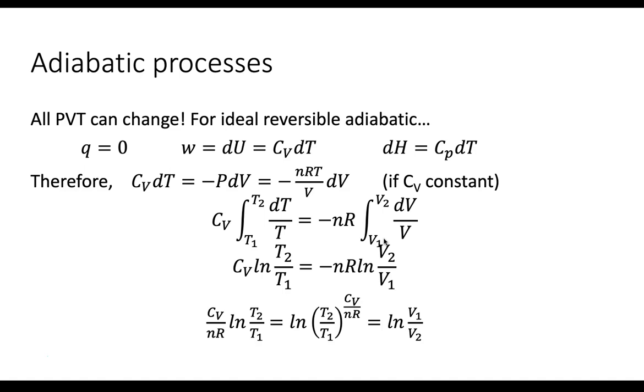plug in Cv over nR. So I'm taking my nR, putting it under the Cv, taking away the negative sign and inverting this. So here we have Cv over nR. I'm just collecting those together. The natural log of our temperatures, right, is in natural logs. It's this case, right? These two are equivalent. And then this is equal to now V1 over V2 because we've gotten rid of the minus sign.